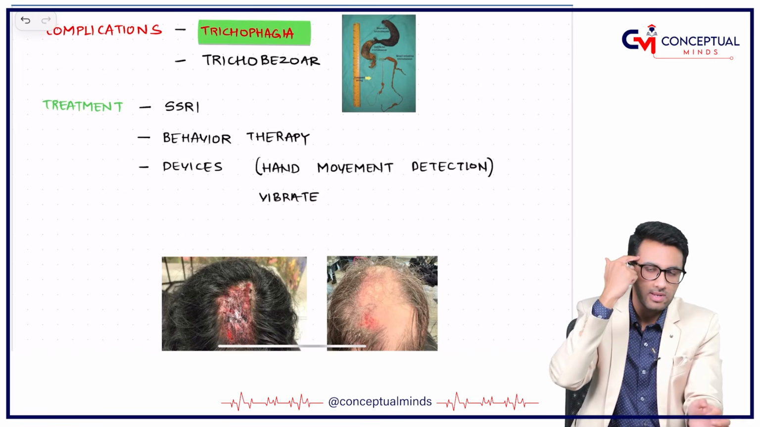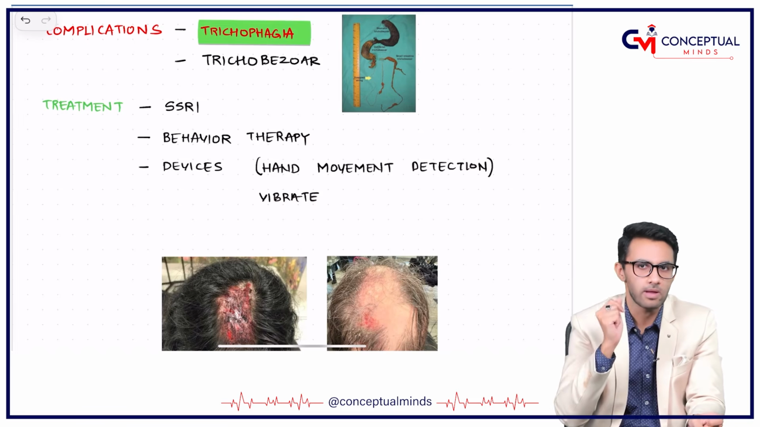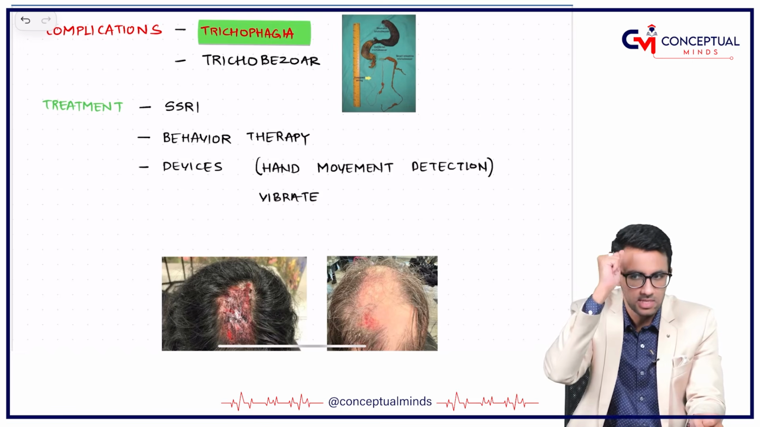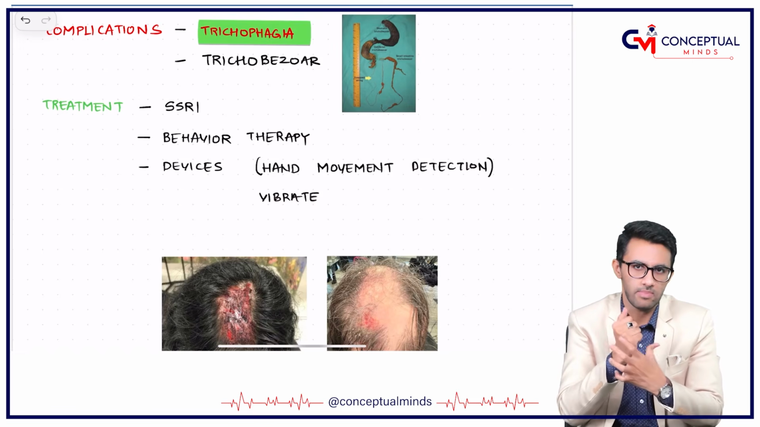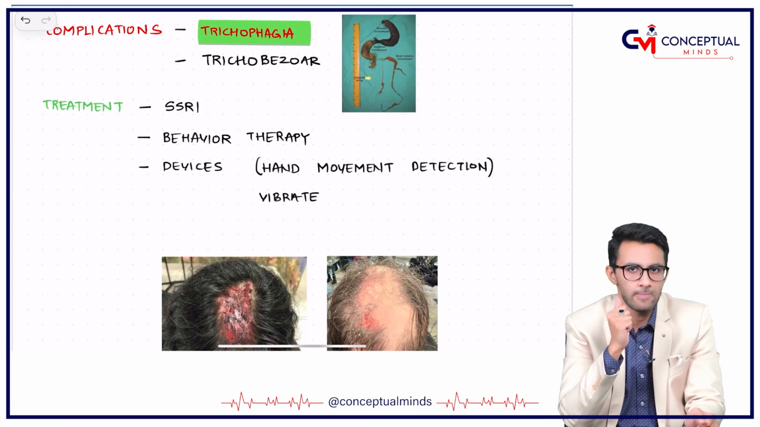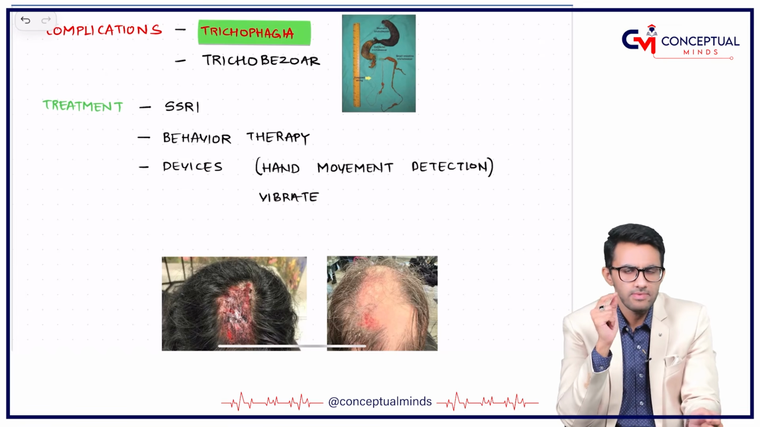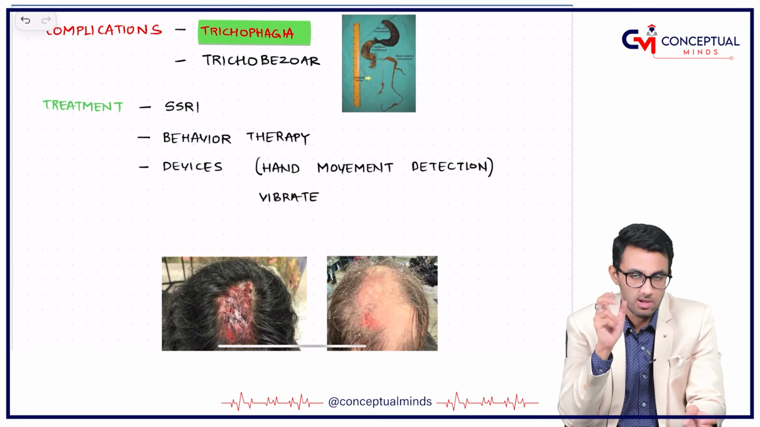So this will lead to a negative feedback, like, I don't have to do it. Even when the patient has the urge, the device will vibrate and there will be a response to it. So we can use CBT, we can use these handheld devices, and we can use SSRIs. A combination of these has a very good result.